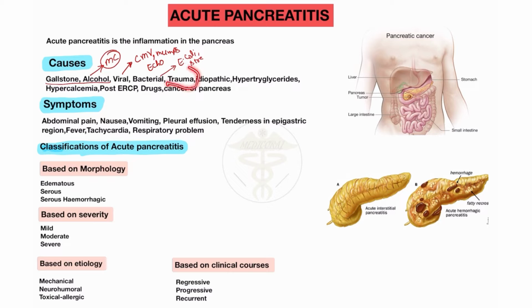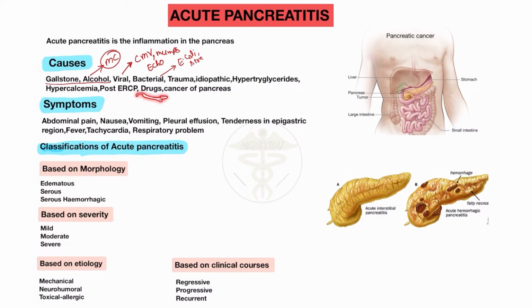Also trauma, any trauma in the region of the abdominal cavity or pancreas, causes acute pancreatitis. Idiopathic means the cause is unknown, so that is also a cause of acute pancreatitis. Hypertriglyceridemia means an increase in the level of triglyceride, meaning lipid, also causes acute pancreatitis. Hypercalcemia, and post ERCP, when a pancreas procedure occurs. ERCP means endoscopic retrograde pancreatography. So post ERCP also causes acute pancreatitis.